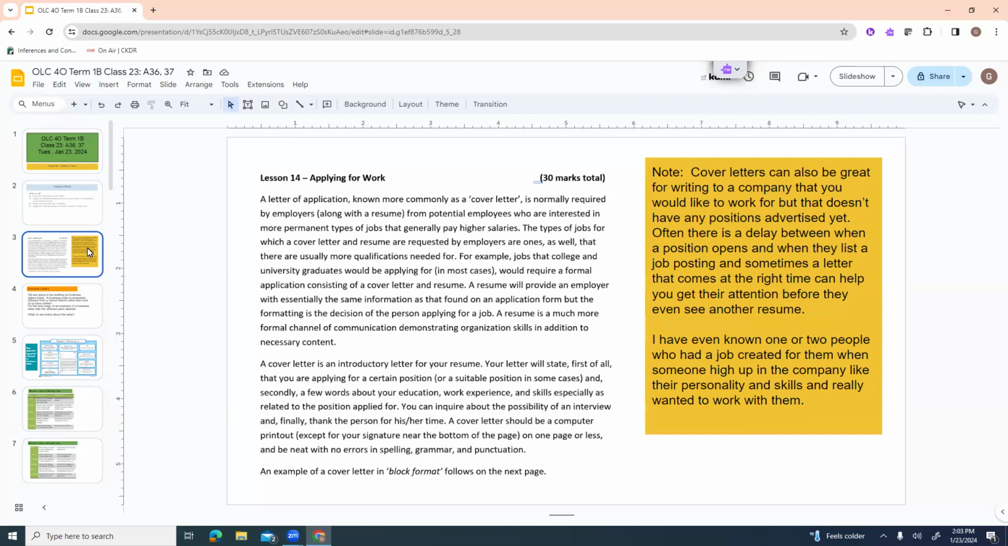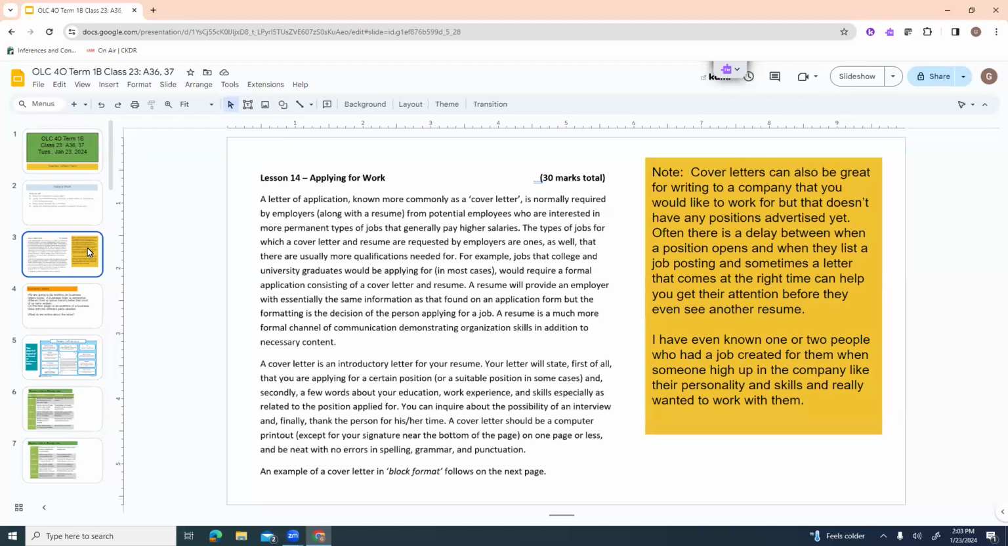A cover letter is kind of like your introductory letter to your resume. Your letter will state, first of all, that you are applying for a certain position, or a suitable position in some cases. And secondly, a few words about your education, work experience, and skills, especially as related to the position applied for.